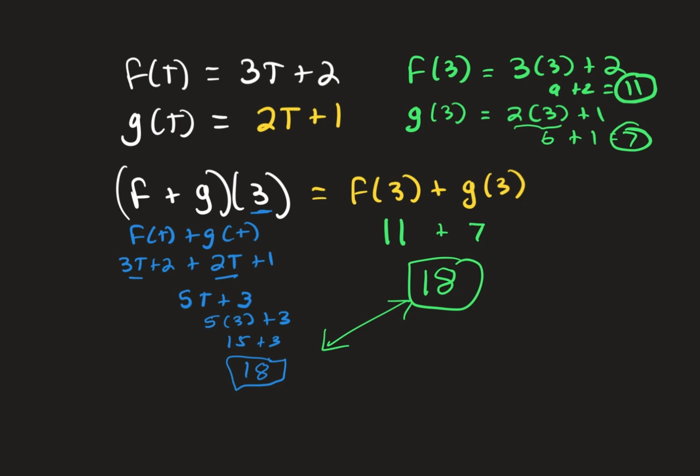Which method you choose to do, I don't care. That's up to you. You can either rewrite the rule and then substitute it in, or you can just evaluate each of them, in this case at 3, and then perform the addition, subtraction, or multiplication. We will continue to kind of do it this way. I think it's easier.